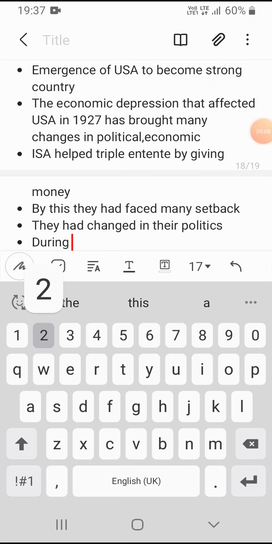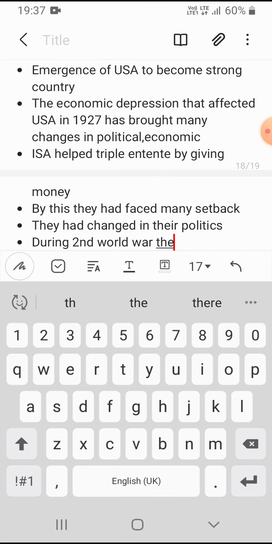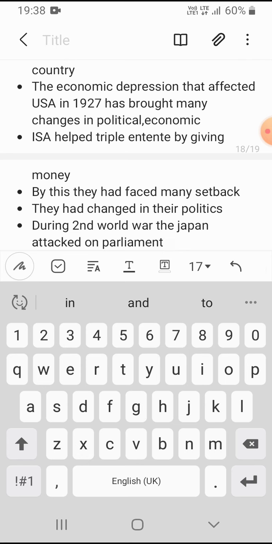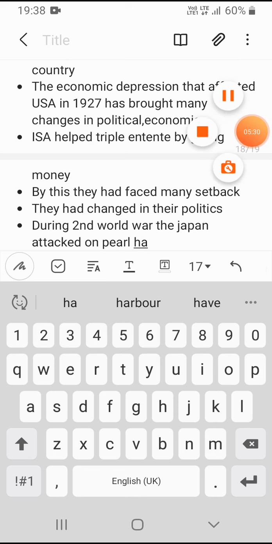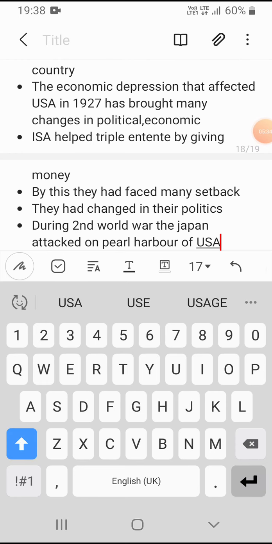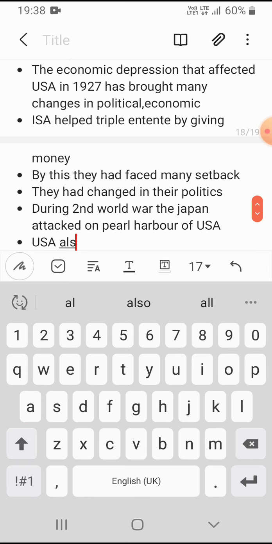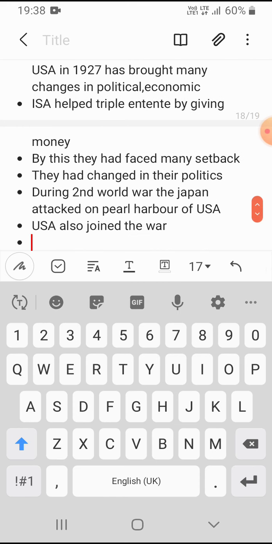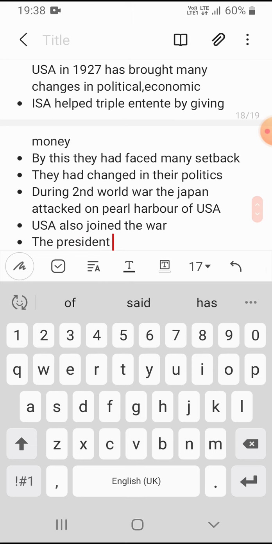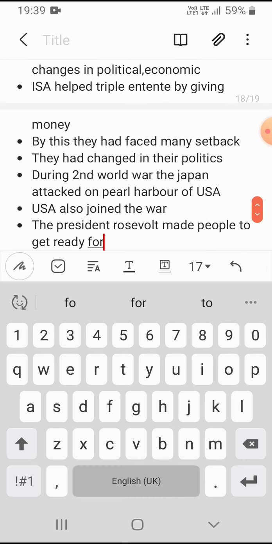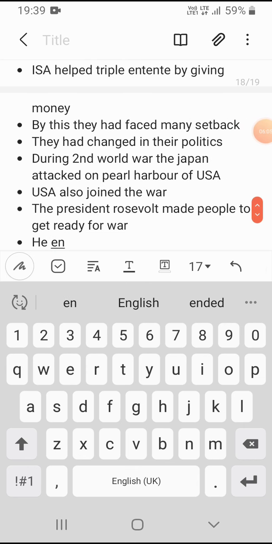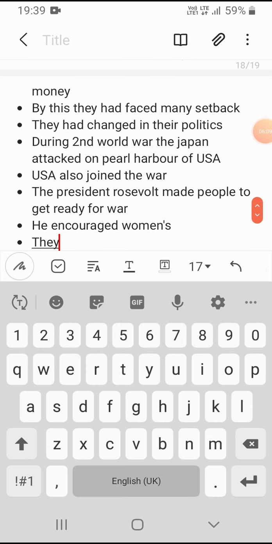During the Second World War, after the First War, Japan attacked Pearl Harbor of the USA, and the USA also joined the war. President Roosevelt made people get ready for war, and he encouraged women. The USA won the war.